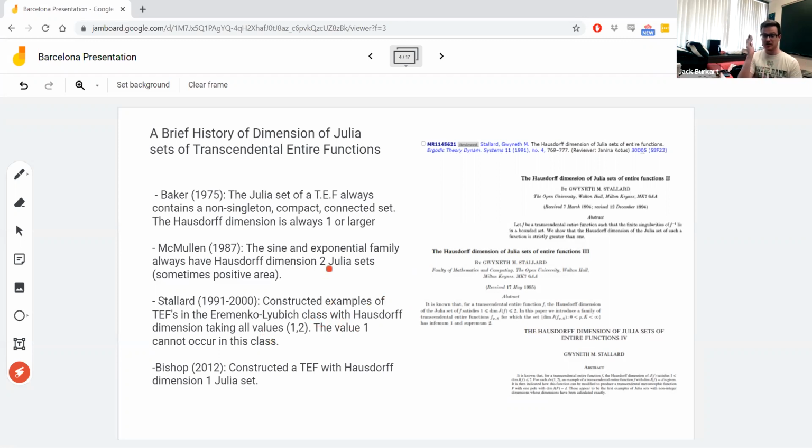It's actually stronger than that. If you give your favorite number between 1 and 2, Gwyneth constructs a function that has Hausdorff dimension exactly that.